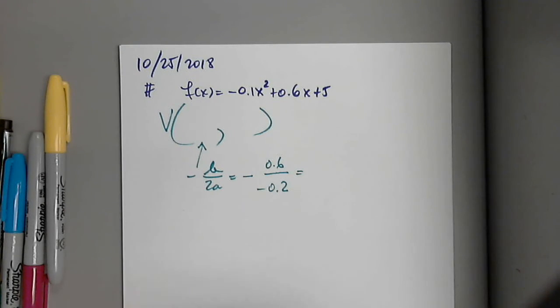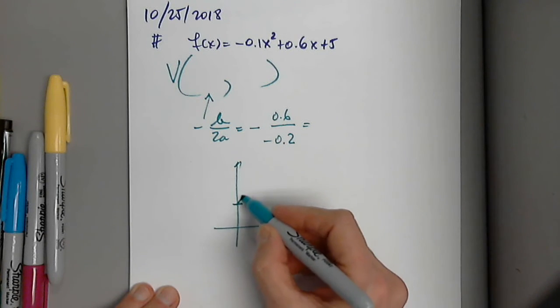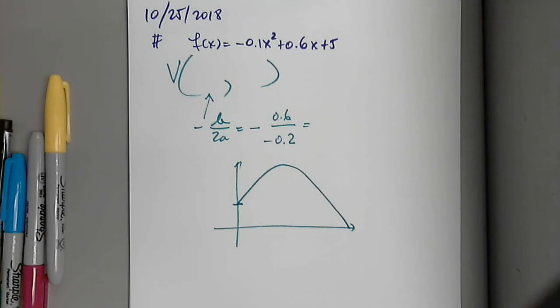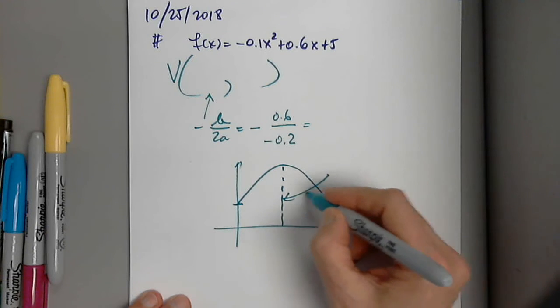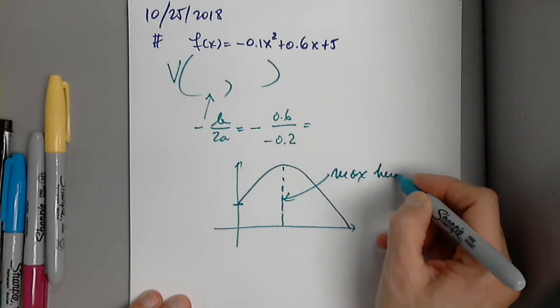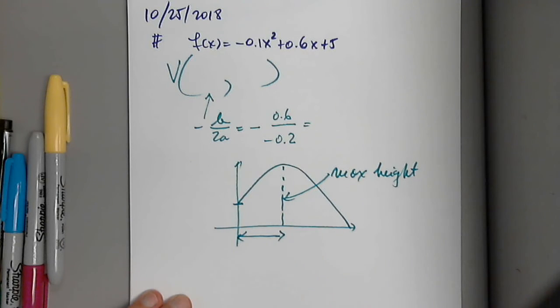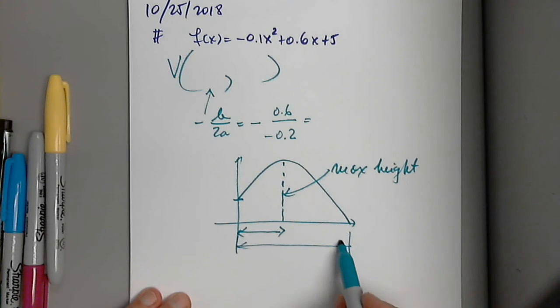We can already picture the graph, as I mentioned, from 5 feet away. The ball is thrown up in the air. It will reach a maximum height. This is the maximum height. This is how far away the maximum height was reached. And this is when it hits the ground again.